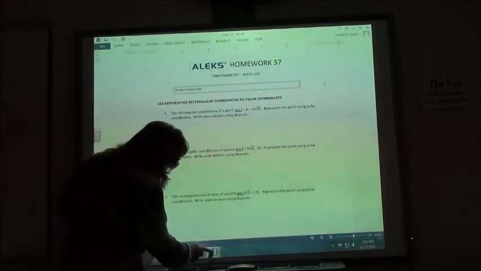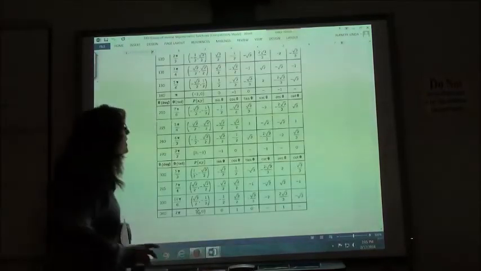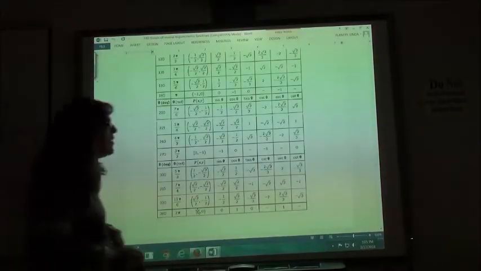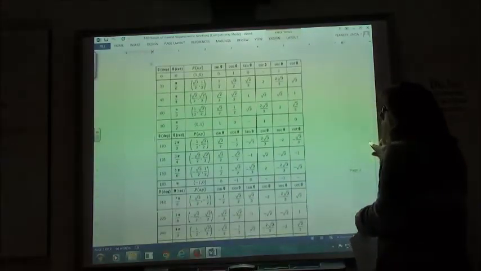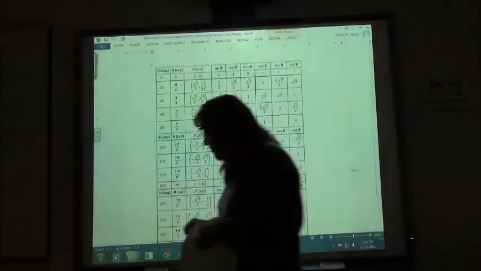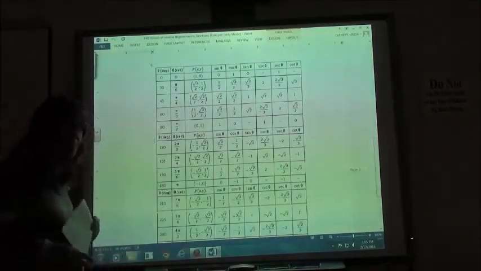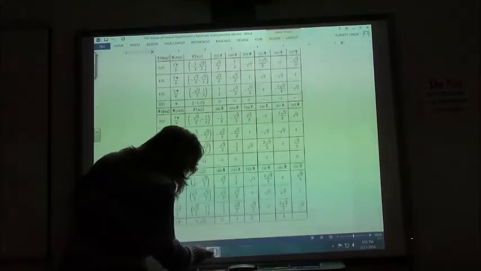Again, just to remind you, you are going to need this sheet here where you can look up your inverse tangents like we've done before. And so you want to make sure you have that sheet handy. If you don't have that sheet handy, find it. We just used it on the previous homework page.